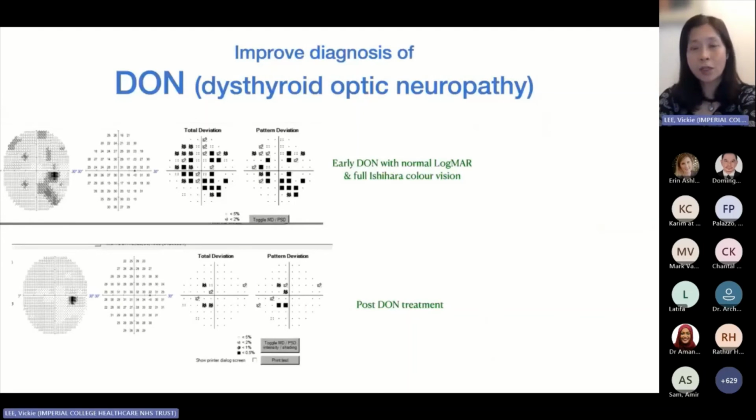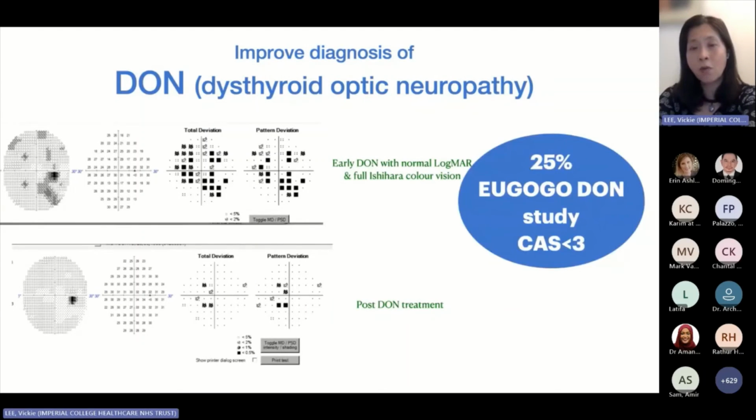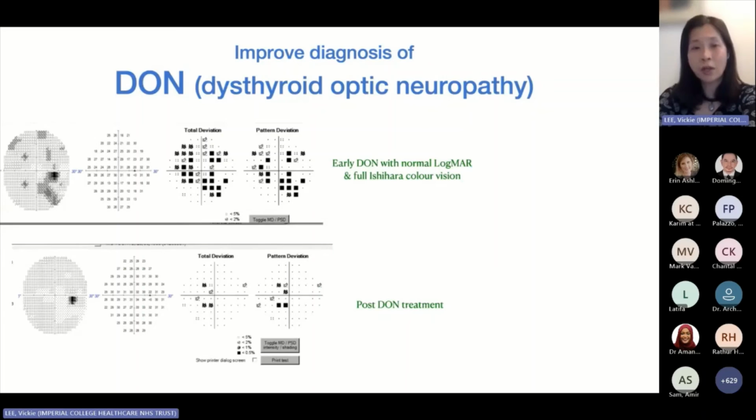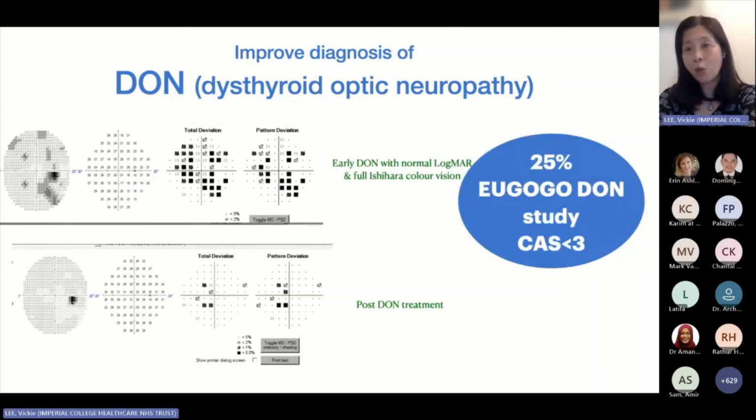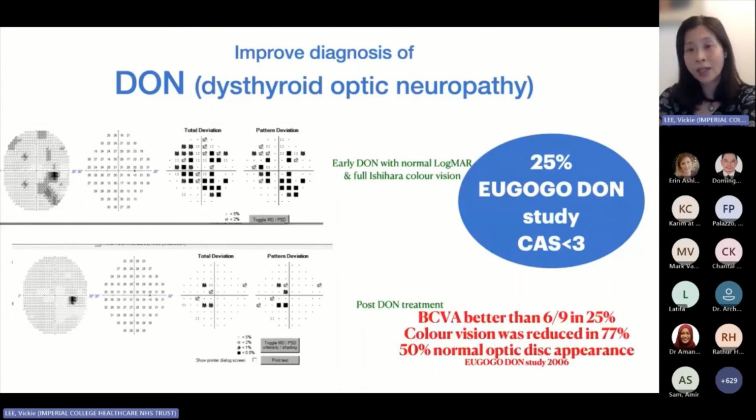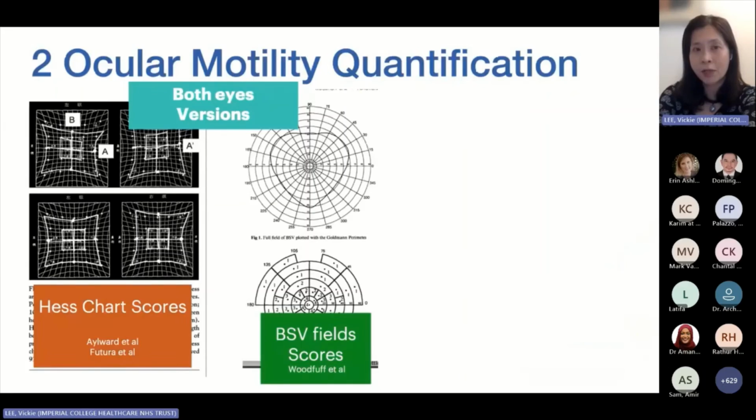This is one of my patients who had dysthyroid optic neuropathy. They had normal vision, normal color vision, but visual field defects which improved after immunosuppression. It's also important to remember that about a quarter of the patients in the Ugogo thyroid optic neuropathy study had a low CAS and their vision was fairly normal. And so visual fields were the only thing picking up the fact that these patients had sight-threatening disease.